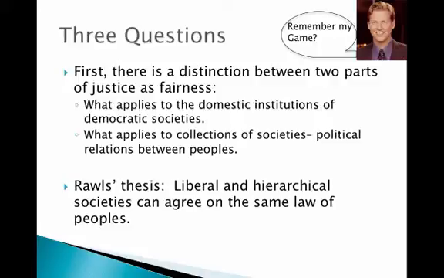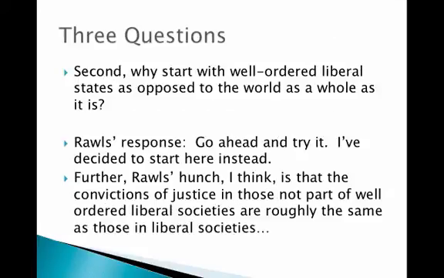Rawls' thesis is that liberal and hierarchical societies, then, can agree on the same law of peoples. And remember, the law of peoples is between societies. Okay, so that's his thesis. Let's see how he defends it.